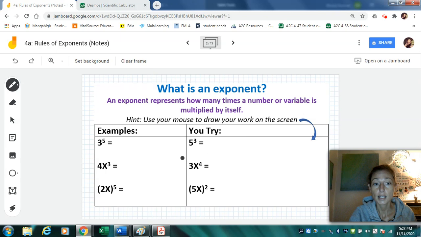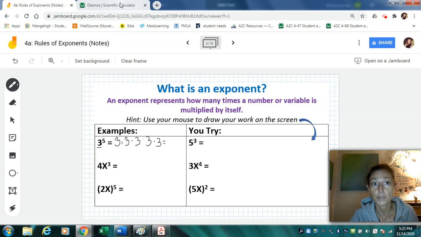So again, an exponent, when you have a little number that is set kind of higher above another number like that, that's an exponent, and it represents how many times you multiply something by itself. So if we have 3 to the 5th power, what that means is I'm taking 3 and I'm multiplying it by itself 5 times. So there's 3 of them, 4 of them, 5 of them.